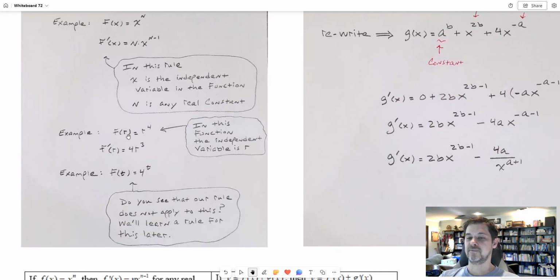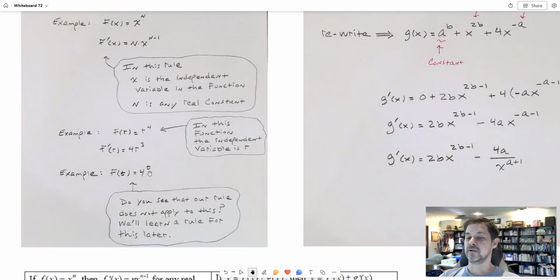For example, in this function, f of r, whenever we write function notation like that, this indicates what the independent variable of the function is. So if I see f of r equals whatever, then I know that in that function the independent variable is r. And the 4 is obviously a constant because that is a fixed number. So this rule is applicable, and the derivative, if you needed it, would be 4 times r to the third power. What about this one? This is f of t, so here it's a function of t. The input is t. You plug the number in for t. t is the independent variable in this one.